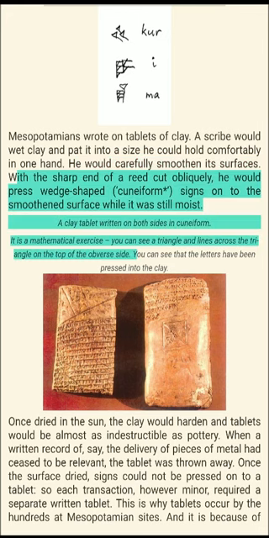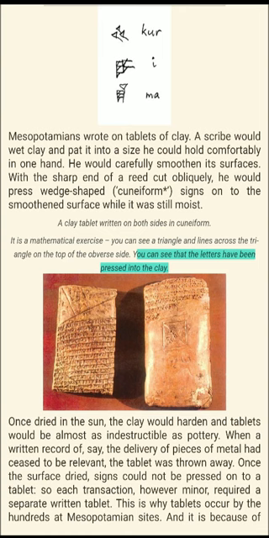With the sharp end of a reed cut obliquely, he would press wedge-shaped cuneiform signs onto the smoothened surface while it was still moist. A clay tablet written on both sides in cuneiform. It is a mathematical exercise. You can see a triangle and lines across the triangle on the top of the obverse side. You can see that the letters have been pressed into the clay.